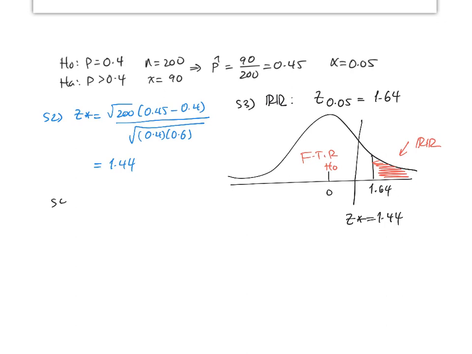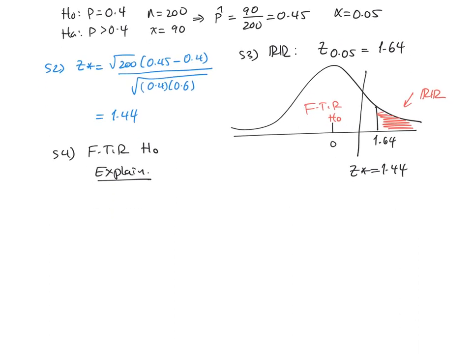Then step 4, what is the conclusion? It will be fail to reject H0. And then explain. What is the explanation here? There is not enough evidence to reject the claim that the proportion is 40%. That's pretty much it. All right, any questions on this?